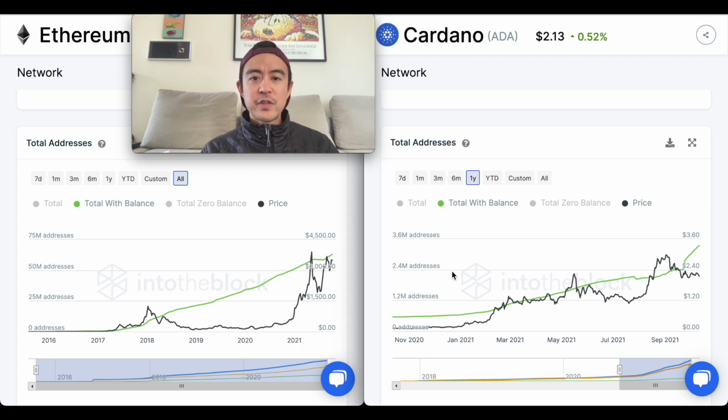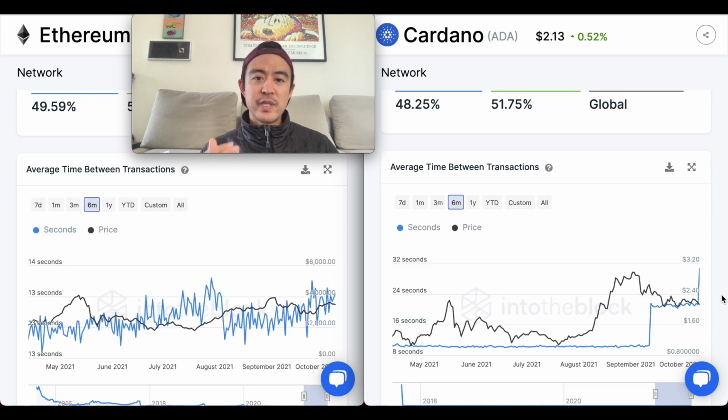Now the difference of total addresses shows you how much room Cardano has to grow, even though it's the number 3 or 4 total market cap cryptocurrency out there. So even though the market cap is really high, it still has room to grow because, as I mentioned before, Cardano is still 6 times smaller than Ethereum.